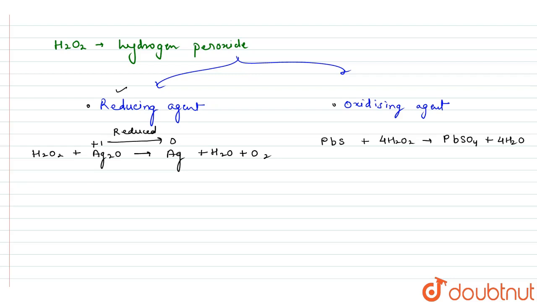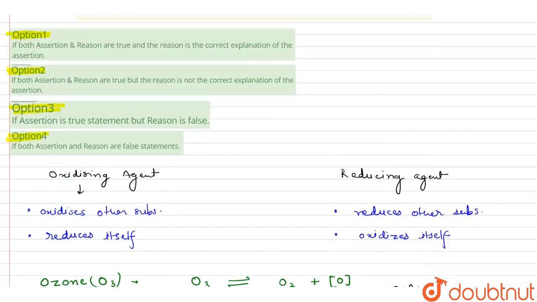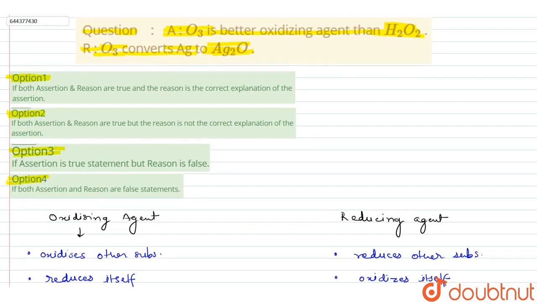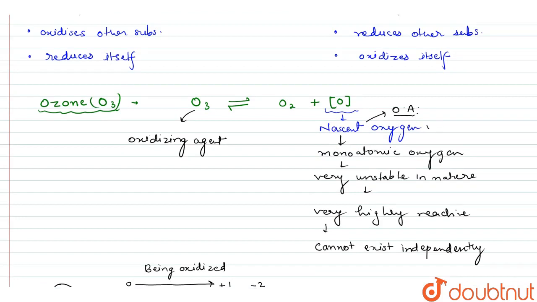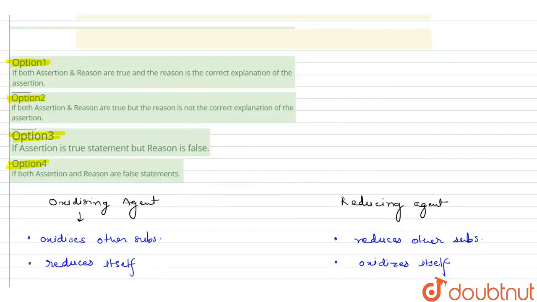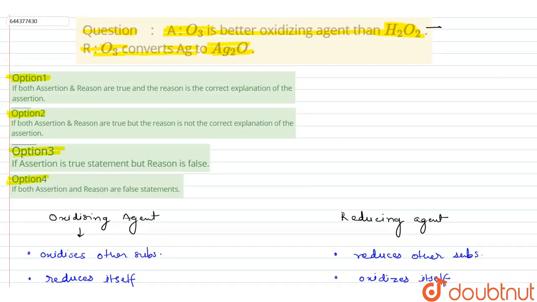Since its nature is amphoteric, we cannot call it a very strong oxidizing agent because it is selective. Hence we can say that O3 is a better oxidizing agent than H2O2 because it only oxidizes. It is a very strong oxidizing agent, producing nascent oxygen which is highly reactive and has a very strong tendency to oxidize other substances. Hence O3 is a better oxidizing agent. So our assertion is correct. This is a correct statement.